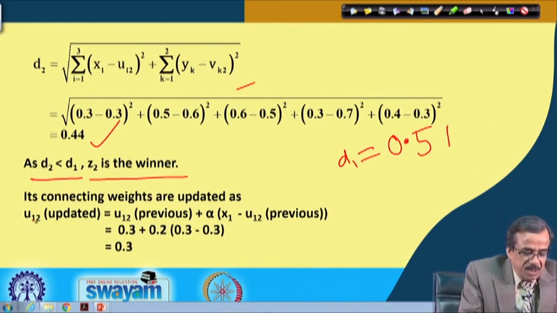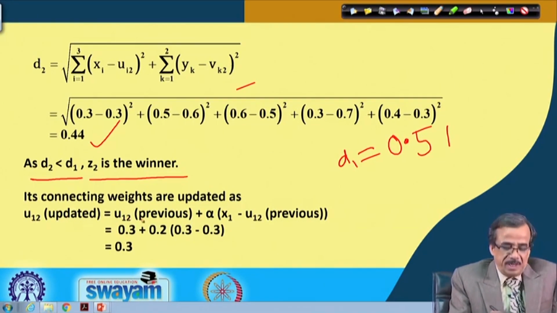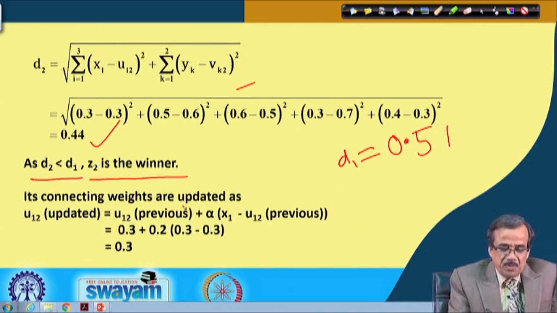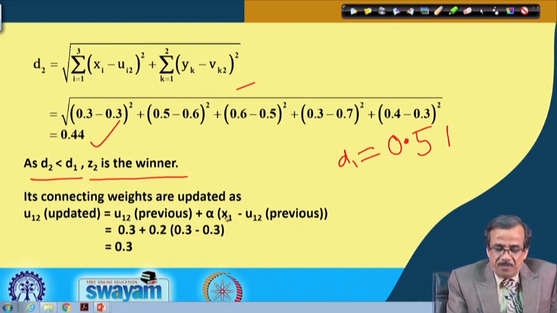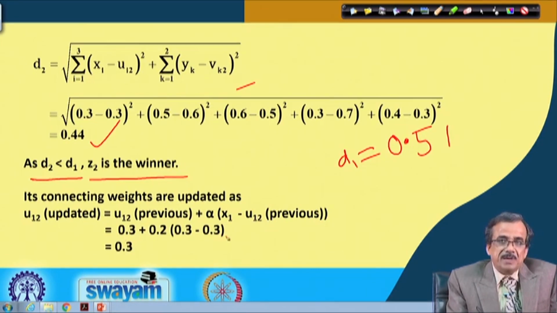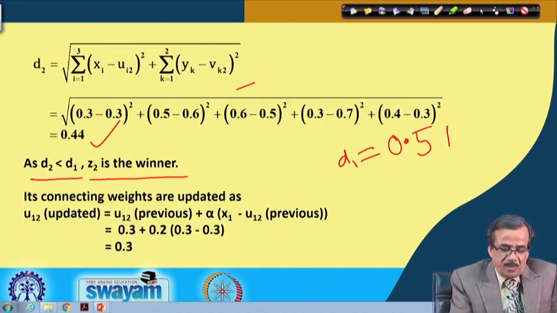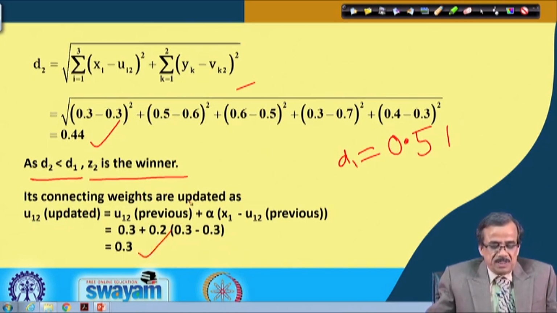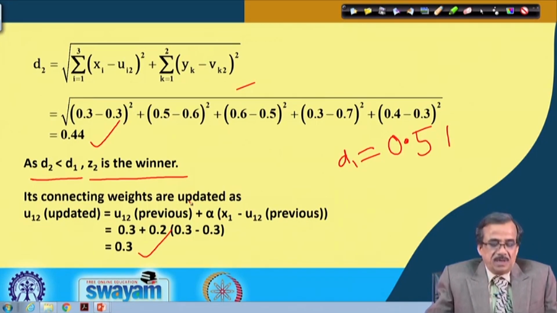For example, say u1 to updated is nothing but u1 to previous plus alpha times (x1 minus u1 to previous). Now, we substitute the numerical values and we can find out that this particular u1 to updated will be 0.3. That means there is no change in this particular u1 to value.